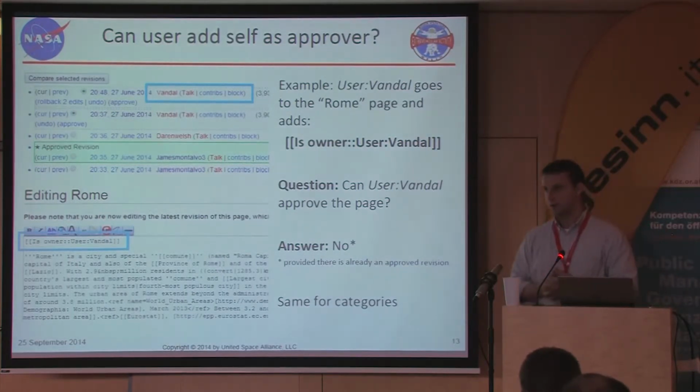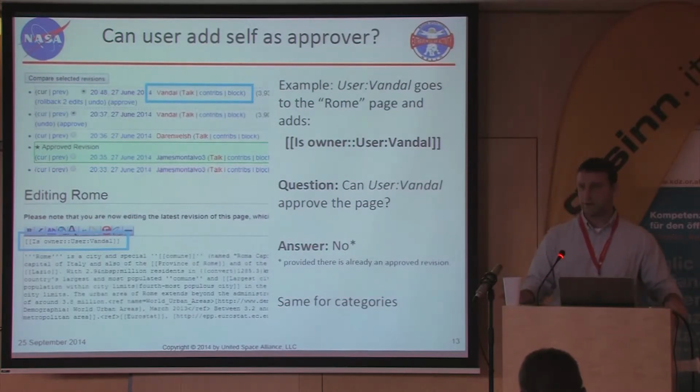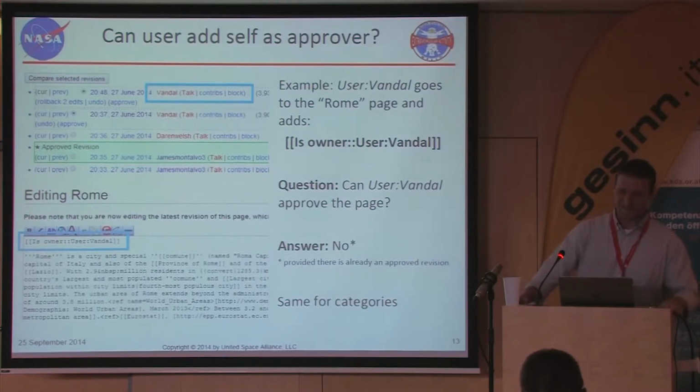So this is the way Approved Revs has always worked. The data associated with the page is from the approved revision. So if I don't already have the approval capability to approve my change, then I can't approve the change that allows me to make myself able to approve. If that made any sense.